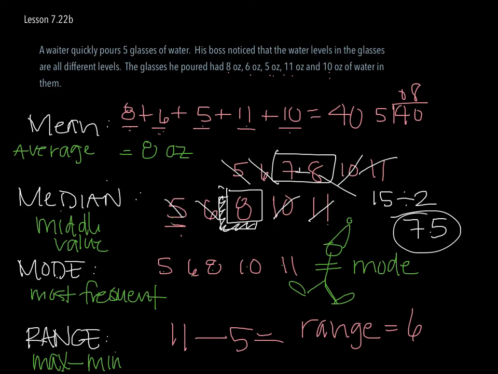And then finally we have range, which is the top number minus the lowest number. So 11 less 5, range is equal to 6.